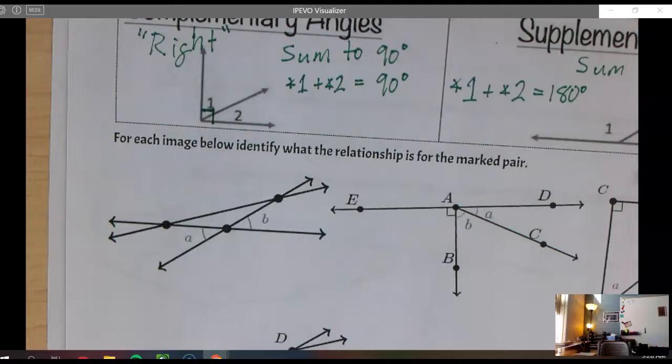Remember, complementary add to 90, supplementary add to 180. And supplementary at the same time. So that doesn't make sense.